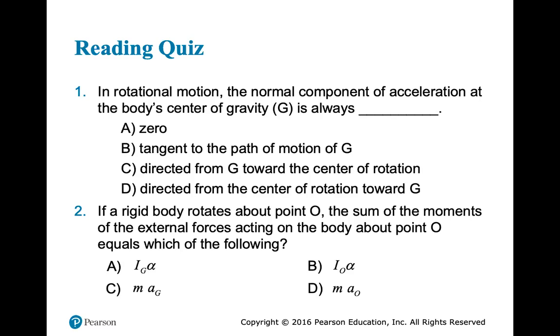If a rigid body rotates about a point O, the sum of the moments of the external forces acting on the body about point O equals which of the following? Well, it can't be A, because A was the answer when we were summing moments about the center of mass last time. Let's see. It can't be C or D, because those aren't angular quantities. So the answer is going to be B. We'll explain why in this video.